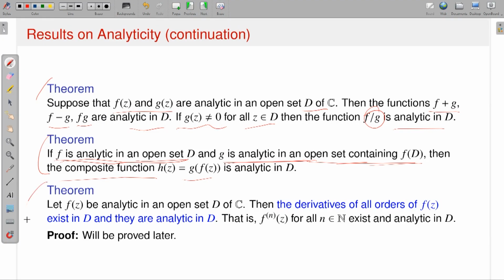Maybe this is one of the more interesting theorems, and later on I will prove it. What it says is that if I have an analytic function f on an open set D subset of C, then the derivatives of all orders of f exist and they are also analytic. That is, f^(n)(z) exists for all n, and it is also analytic. This is a very powerful property. You do not have that kind of property if you just talk about differentiability.